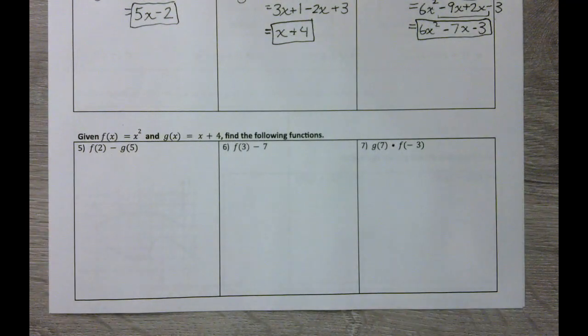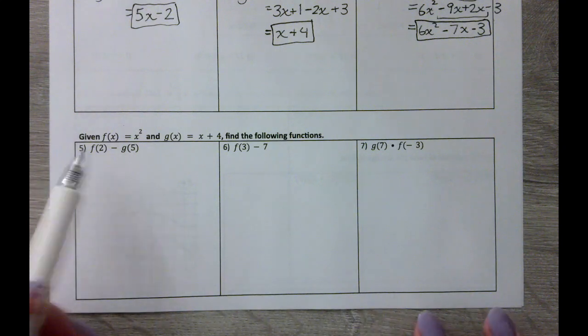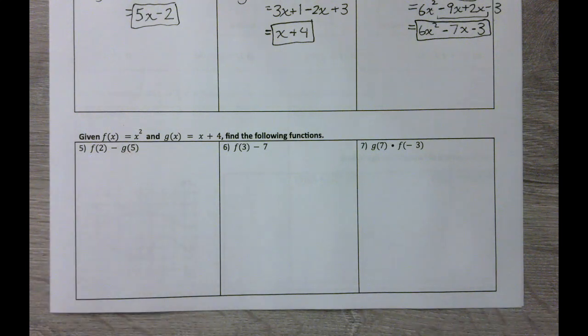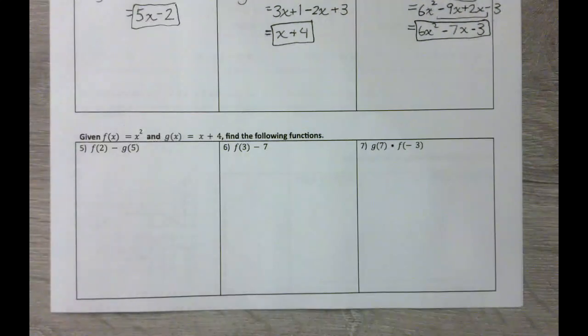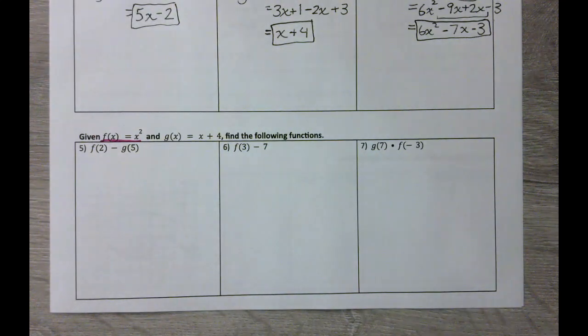Alright, some more of this stuff, but now we're plugging in numbers. So I'm going to be doing 2 separate calculations, and then I'll put them together at the end. So, number 5, and we're going to be using these 2 new functions here. Make sure you're looking at the correct ones as you're doing the problem.